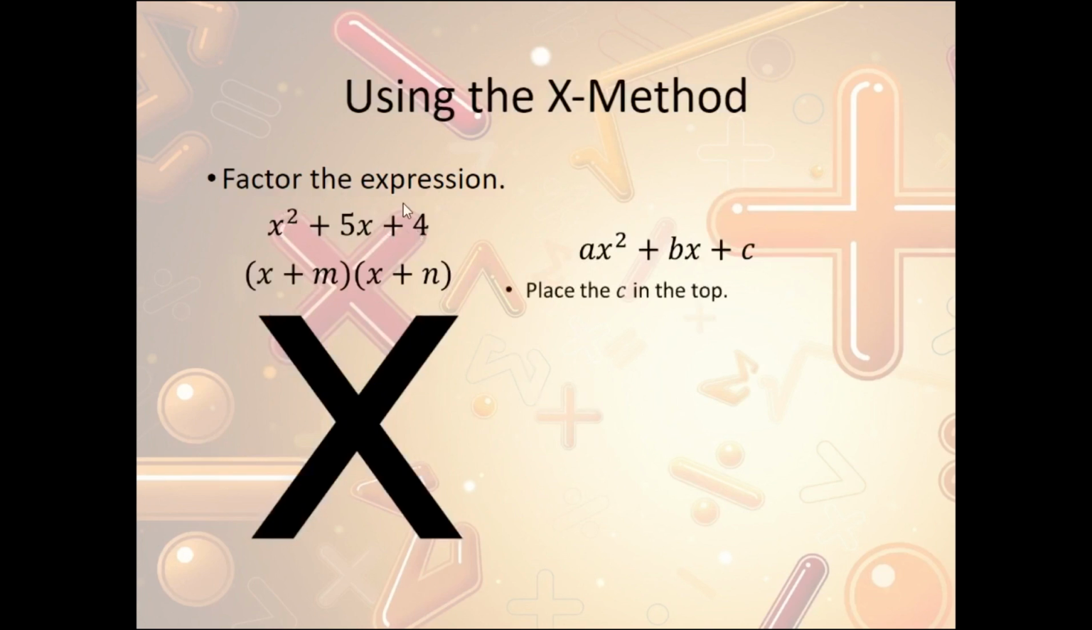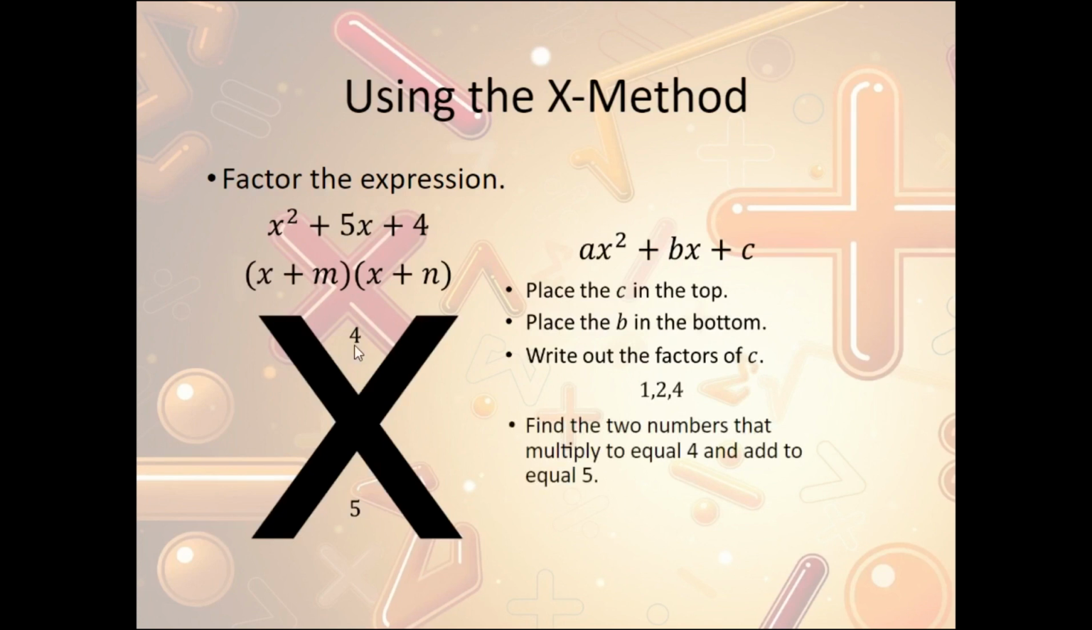We place c in the top. So c is 4, so this goes up here. Then we place b in the bottom. b is the middle number, so this goes here. Now we're going to write out the factors of c. So what are the factors of 4? Well, we have 1, 2, and 4. So those are my factors.